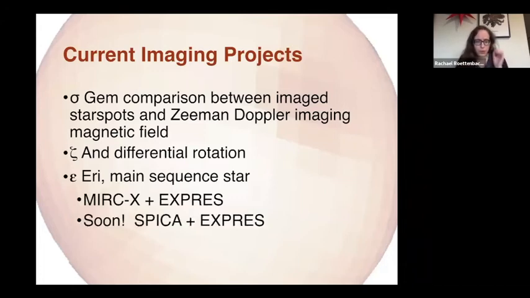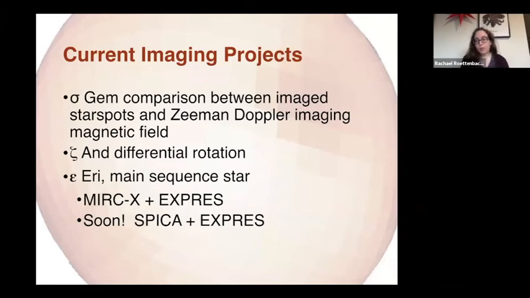And the really cool thing about this is that there's a new instrument coming to CHARA in 2022. It's called SPICA. It works in visible light, and it uses all 6 telescopes from CHARA. MERC-X is great, but it's in infrared. So moving into the visible wavelengths will improve our resolution. So we'll be able to see smaller features on the stars that we've been observing.